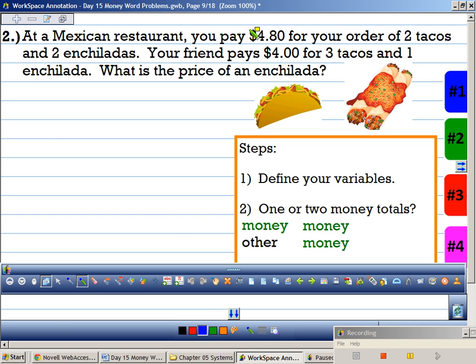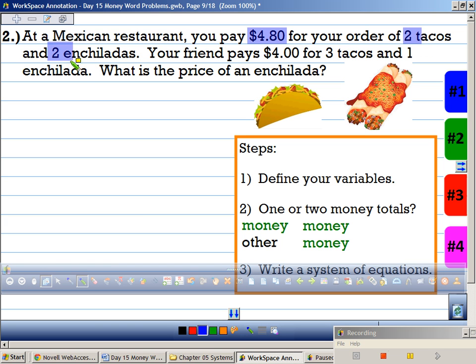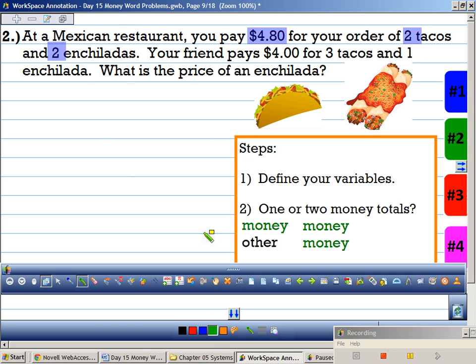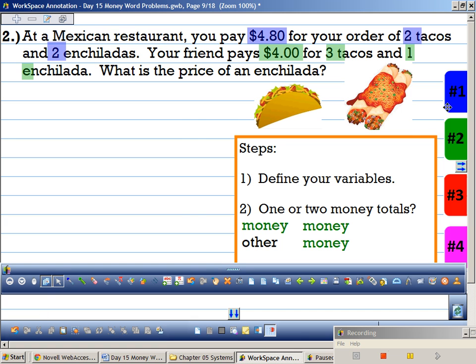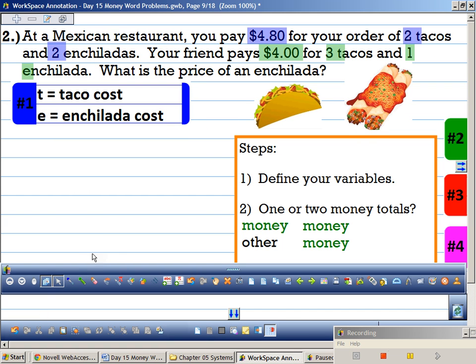At a Mexican restaurant, you pay $4.80 for your order of 2 tacos and 2 enchiladas. Your friend, I'll change my color because this is the friend now. Your friend pays $4 for 3 tacos and 1 enchilada. What is the price of each enchilada? Let's define our variable. T is taco, E is enchilada. Go.